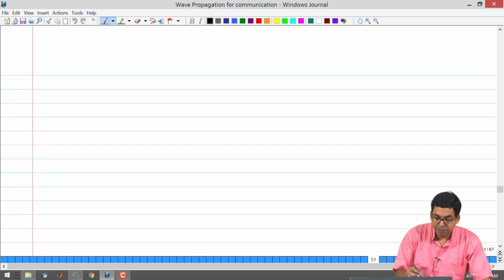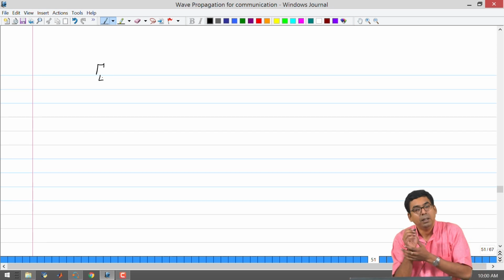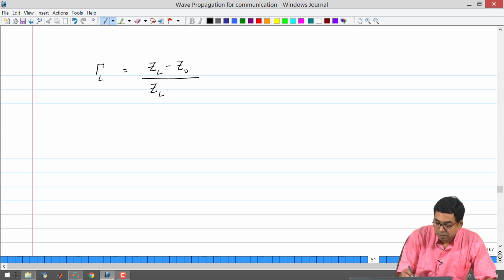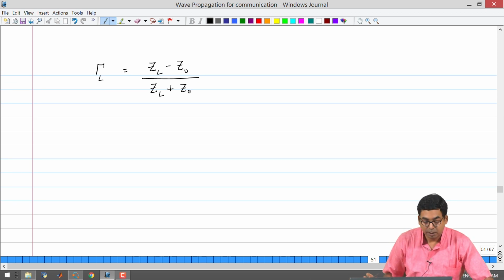Just to refresh our memory, the load reflection coefficient, gamma suffix L, was equal to ZL minus Z naught divided by ZL plus Z naught. Now, we already know that the reflection coefficient is going to be a complex number. It is going to have a real part and an imaginary part. Alternately, you can say that it has a magnitude and a phase. We have seen this from the simulations already.